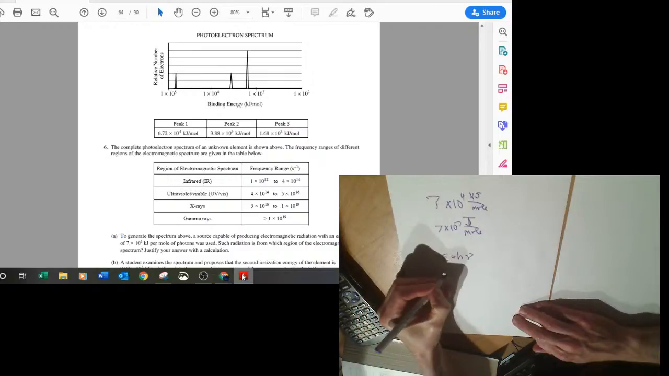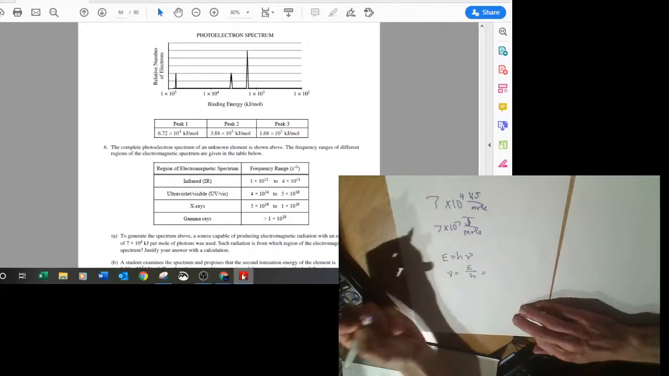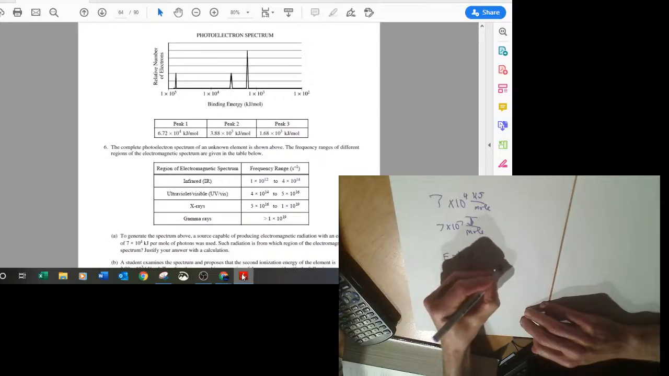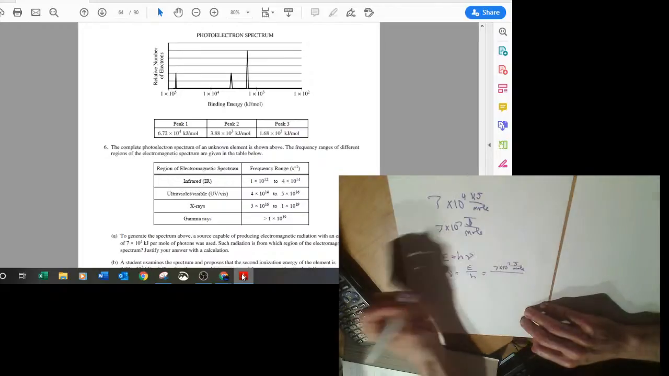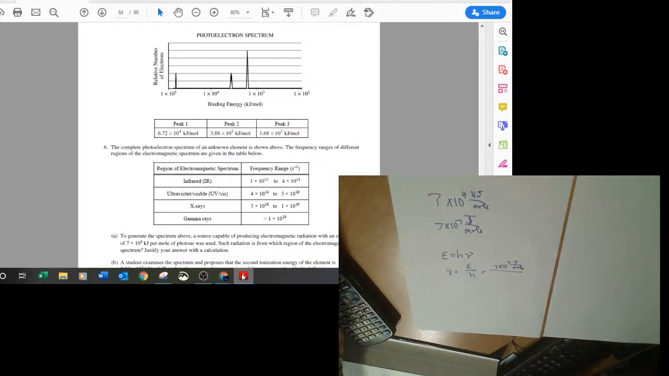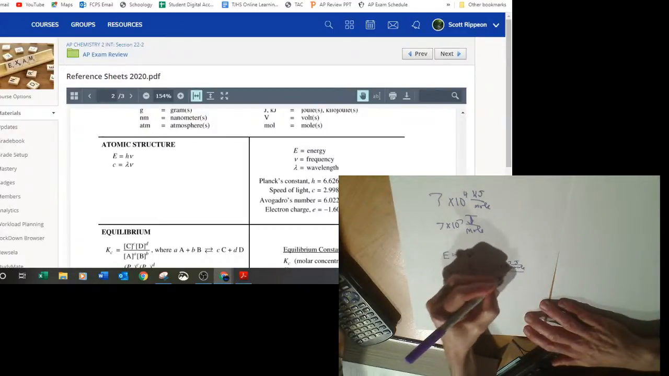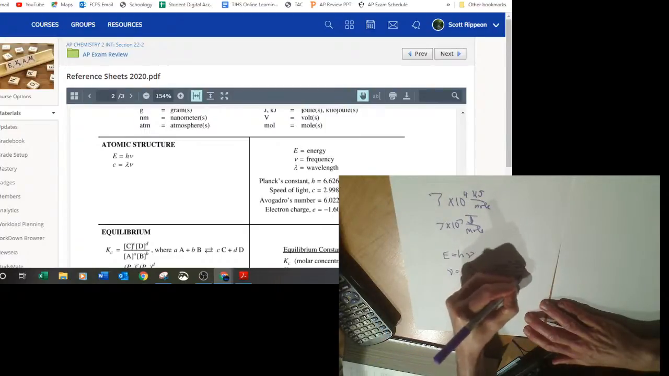We're trying to solve for nu, so we're going to have nu equals E over Planck's constant. We were given the energy as 7 times 10 to the 7th joules per mole, and we were given Planck's constant to be, apologies, I should have that memorized, 6.626 times 10 to the negative 34th joule seconds.